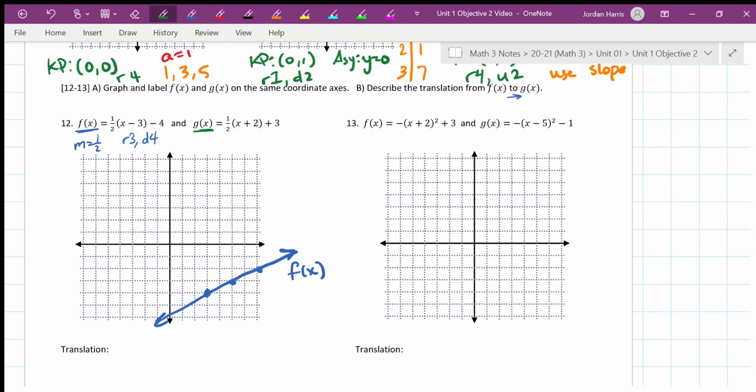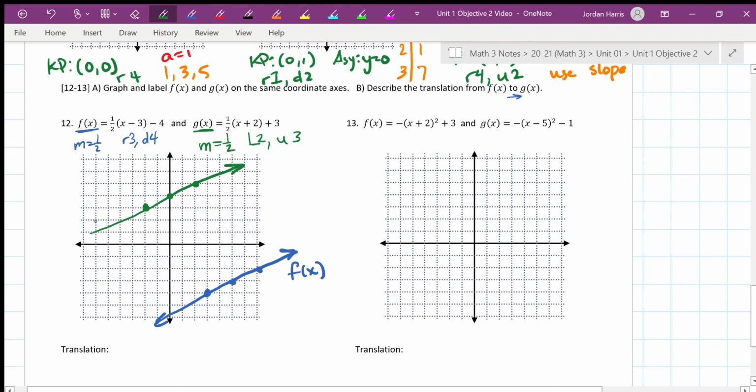Okay, now you get the green one. So this is a left 2, up 3, with also a slope of 1/2. So start from my key point, 0, 0, left 2, up 3, then up 1 over 2, up 1 over 2. Always have 3 points, g of x.